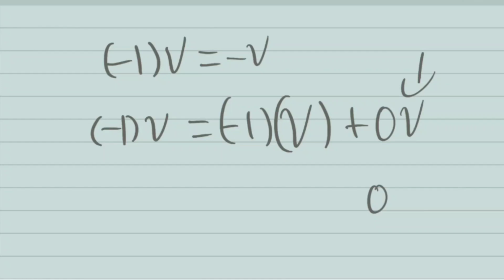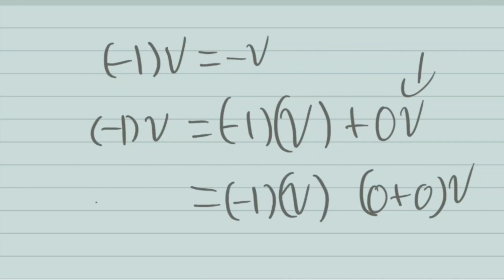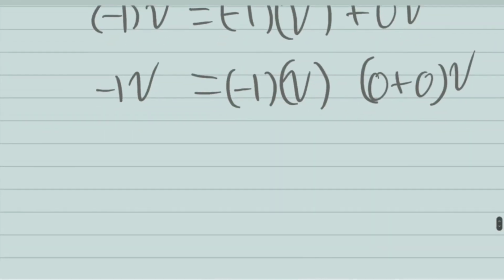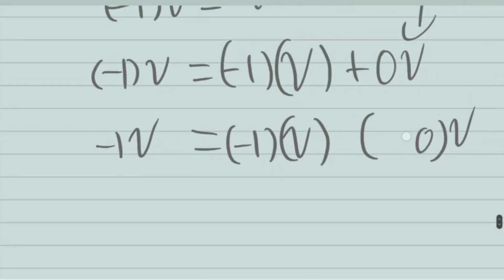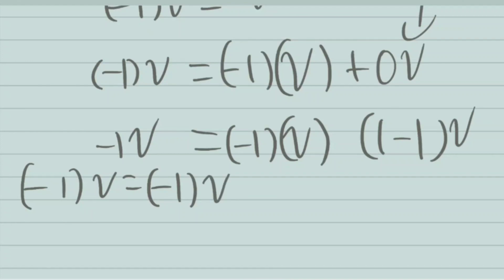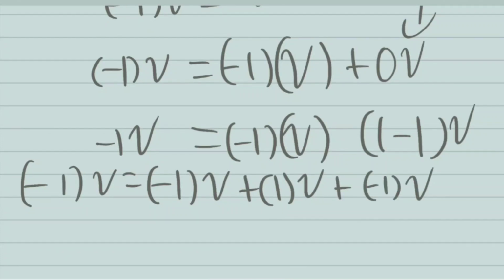And we know that a scalar 0 equals 0 plus 0, so we're going to rewrite that, and then rewrite our whole equation. Actually, it's more useful to say that it equals 1 minus 1. Okay, and then we get this long equation. Negative 1 times v equals negative 1 times v plus 1 times v plus negative 1 times v.